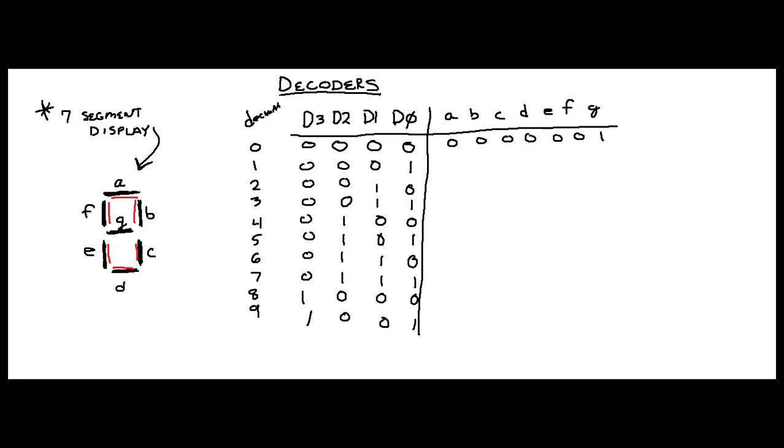Okay. Now, let's draw another one, shall we? Let's do the digit 1. For 1, I would like to have this one on and that one on. So B and C should be active, right? So A would be a 1 because it's off. B would be low. C would be low. And everything else would be a 1. Get it? Now, how about 2?